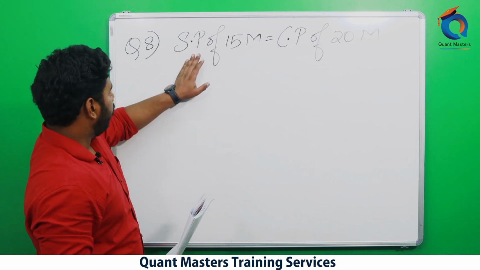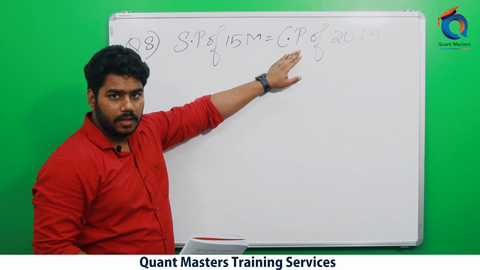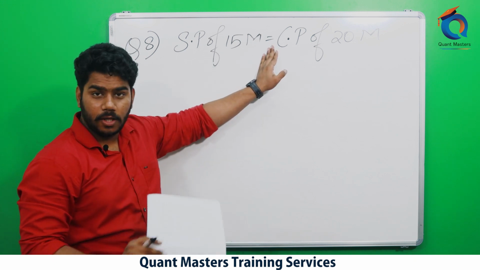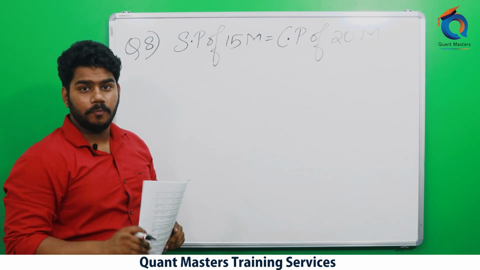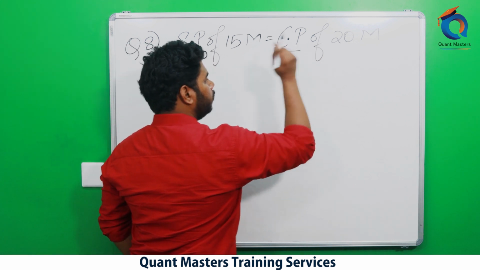Now, I do not know the selling price. I do not know the cost price. Correct? Two unknowns, one equation, we cannot solve, which means we have to assume. Now you tell me, should I assume the selling price or should I assume the cost price?